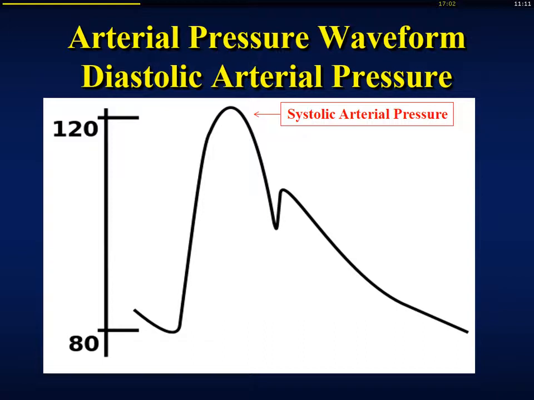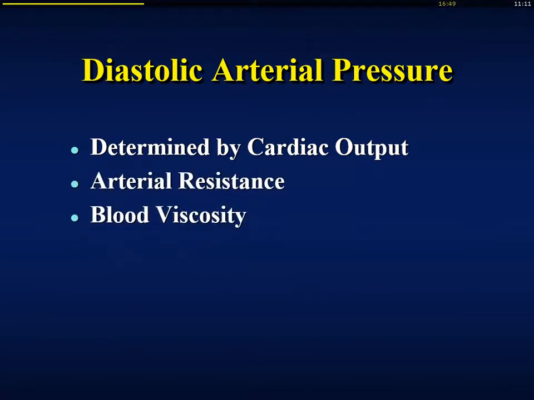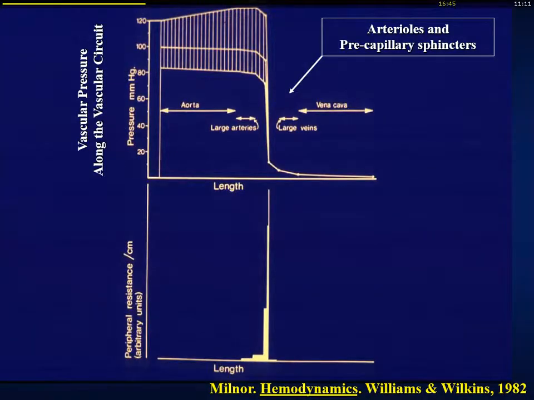Enough about systolic arterial pressure. What about diastolic arterial pressure? Well, diastolic arterial pressure is determined by the cardiac output, arterial resistance, and blood viscosity. Importantly, the heart rate. Importantly, it is the major driving pressure on the inside to determine coronary blood flow to the heart against CVP.